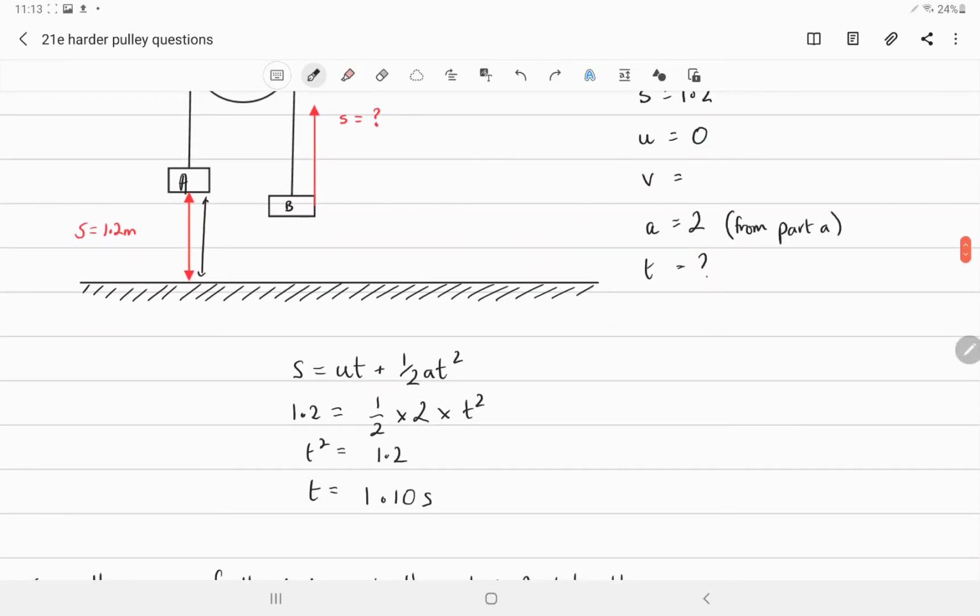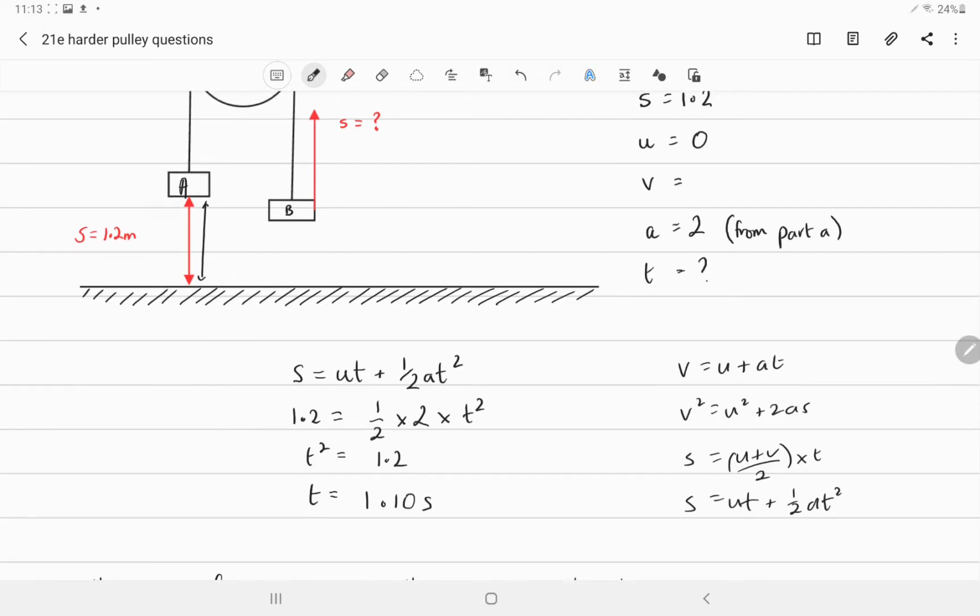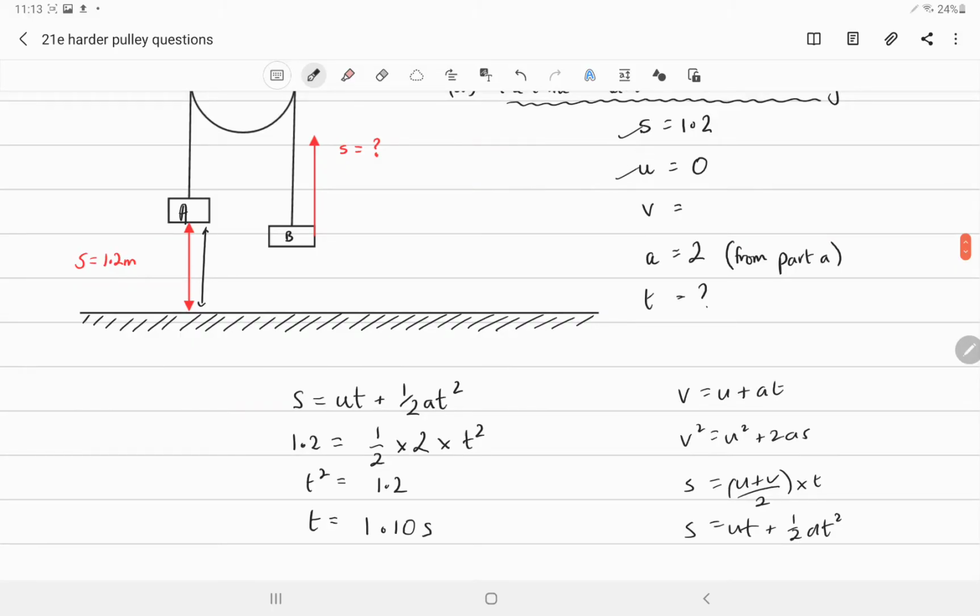So our equations of motion, it's just a good time to look back over them. V equals u plus at, v squared equals u squared plus 2as, s equals u plus v over 2 times t, and s equals ut plus a half at squared. So we have s, u, a, and we want t, so we're going to use s equals ut plus half at squared. Plug all of those things in, you'll get t squared is equal to 1.2, so take the square root. The time A takes to fall to the ground is 1.10 seconds.